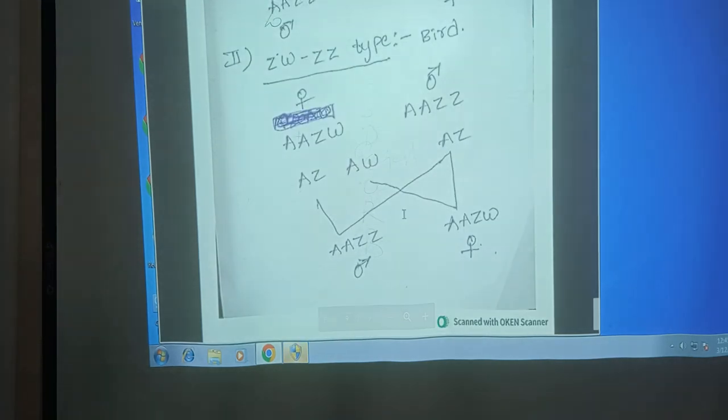And the final one, ZZ, ZW, in birds, reptiles and some fishes. The females are heterogametic with ZW allosomes and males are homogametic with ZZ allosomes. The karyotype of the female is AAZW and that of the male is AAZZ. All sperm are similar with the Z allosome, and the ova are of different kinds, with Z or W. The sex of the offspring depends on the type of ovum that is fertilized.